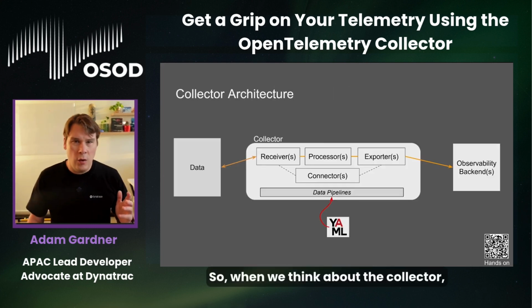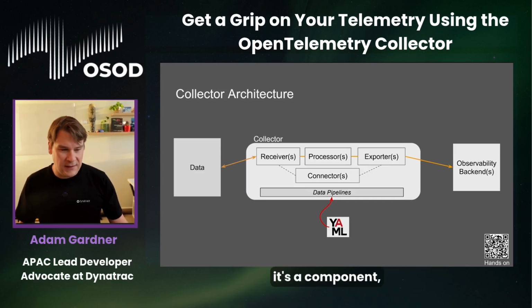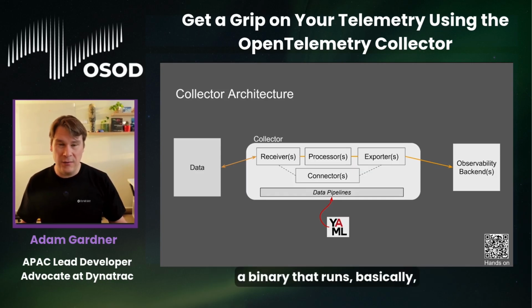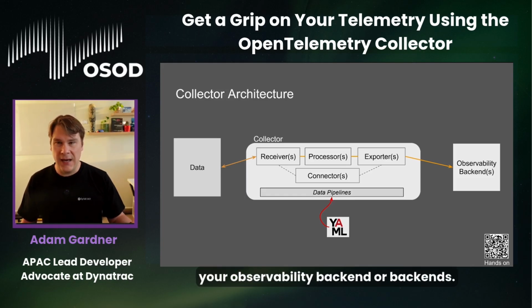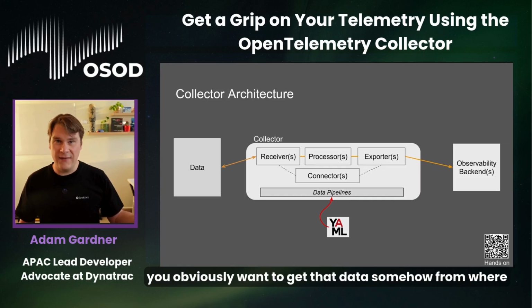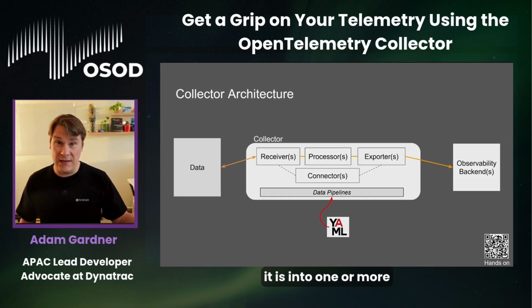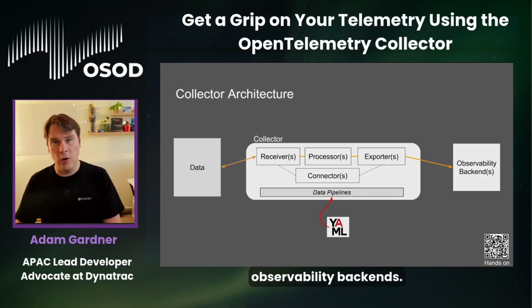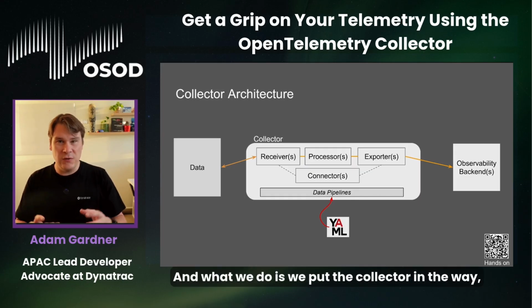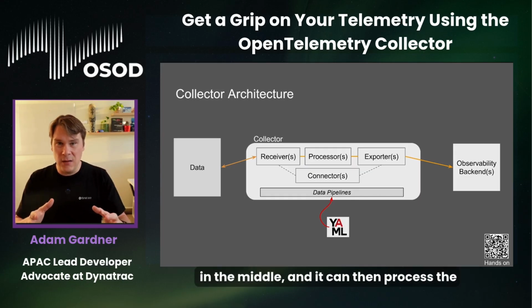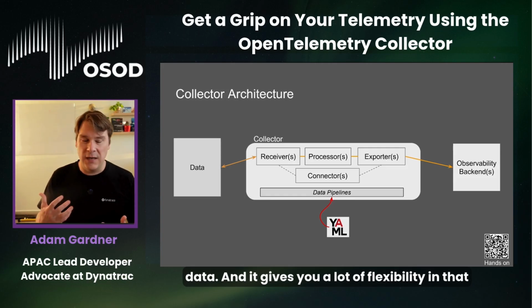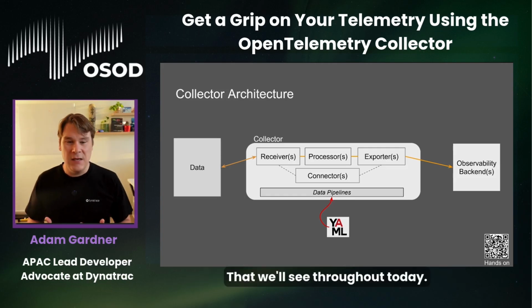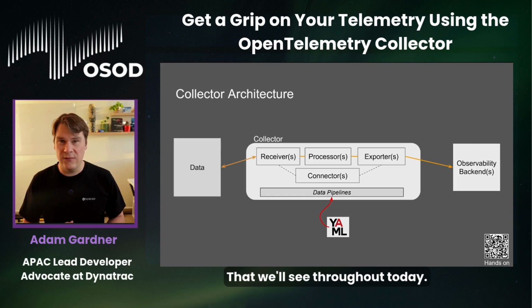So, when we think about the collector, it's a component, a binary that runs basically between your data and your observability backend or backends. So you obviously want to get that data somehow from where it is into one or more observability backends. And what we do is we put the collector in the middle, and it can then process the data, and it gives you a lot of flexibility in that data that we'll see throughout today.